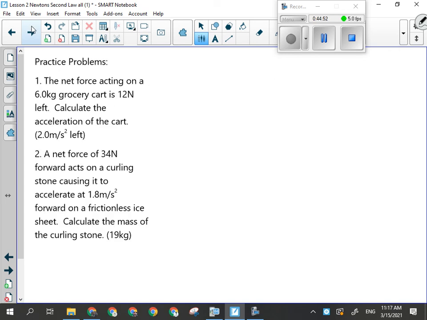All right, I want you guys to try these two. They're pretty straightforward. Number one is just as easy as the last one we just did, and number two is pretty much as easy as the first one. You just have to manipulate.